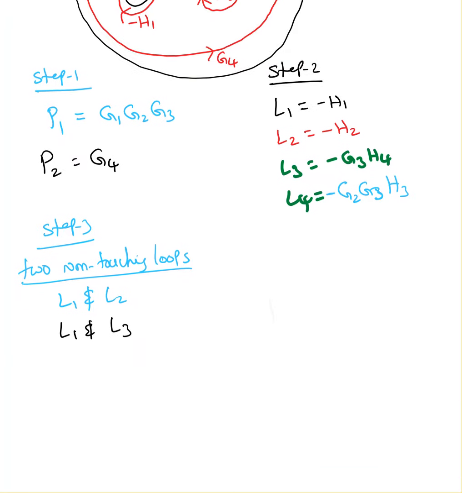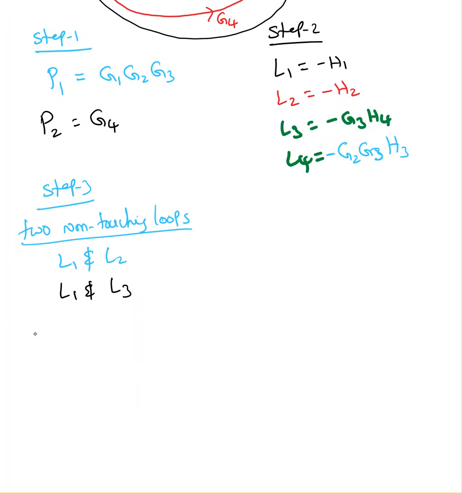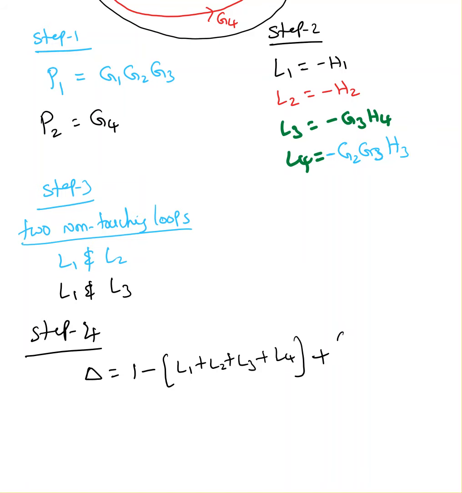Now find delta. Step 4, find delta. Delta equal to 1 minus all loops, L1 plus L2 plus L3 plus L4, plus the sum of the multiplication of 2 non-touching loops, which is nothing but L1 L2 plus L1 L3. So that's the multiplication and sum of the individual non-touching loops.